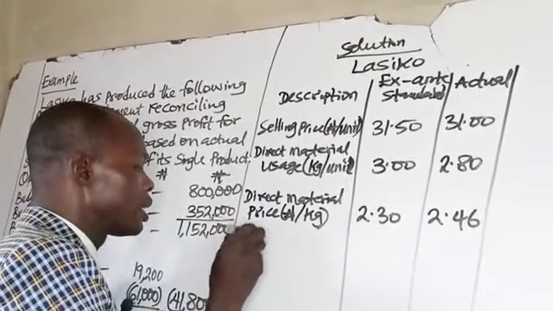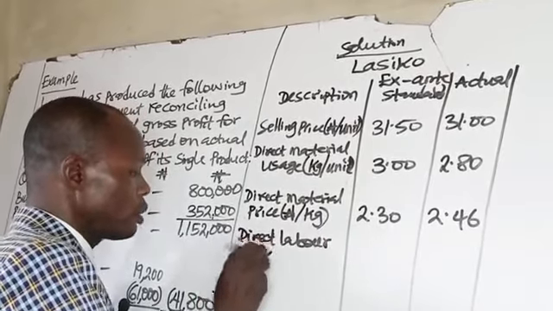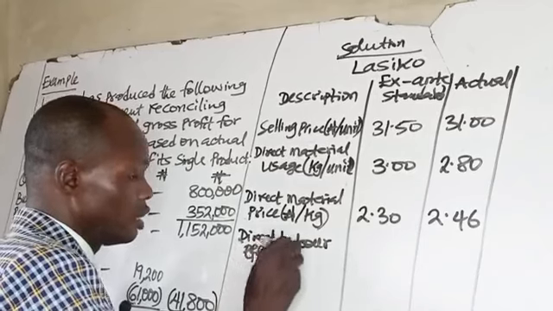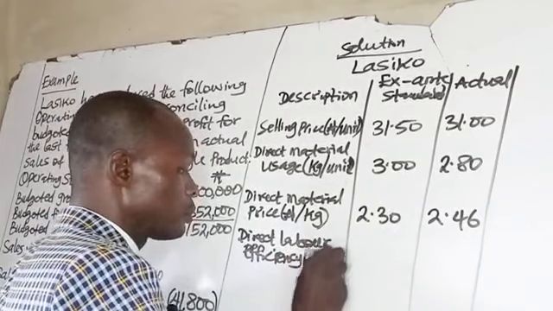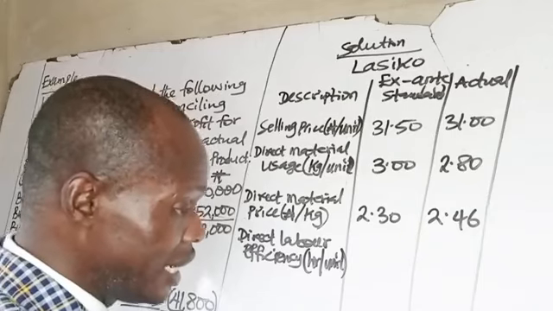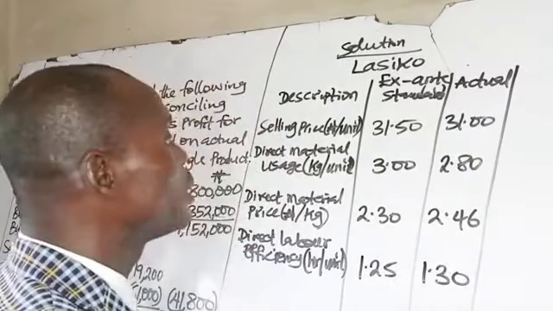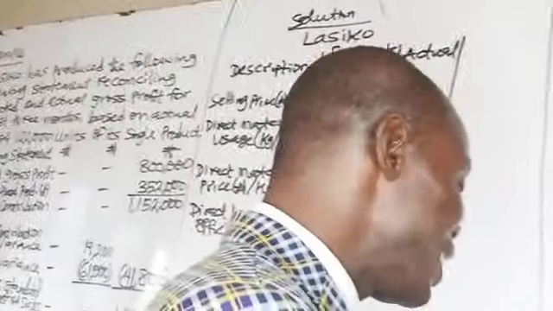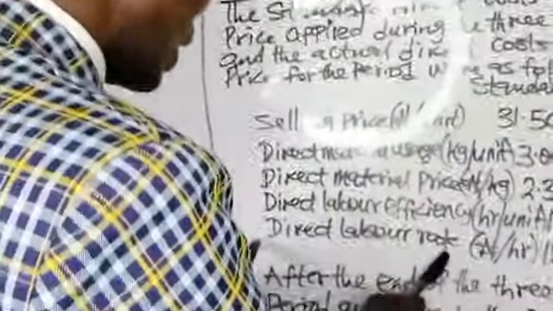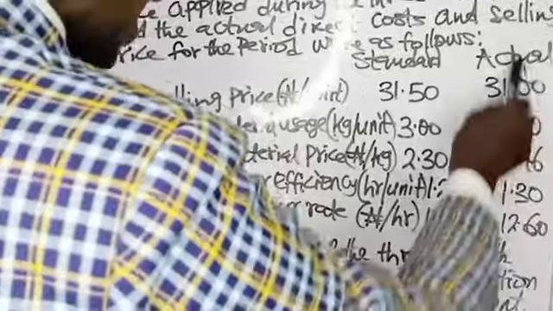So direct labor efficiency, hours per unit. The S and T is 1.25, while actual is 1.30. I've told you the initial standard is S and T. Then we have direct labor rate, naira per hour. The standard is 12, while actual is 12.6.